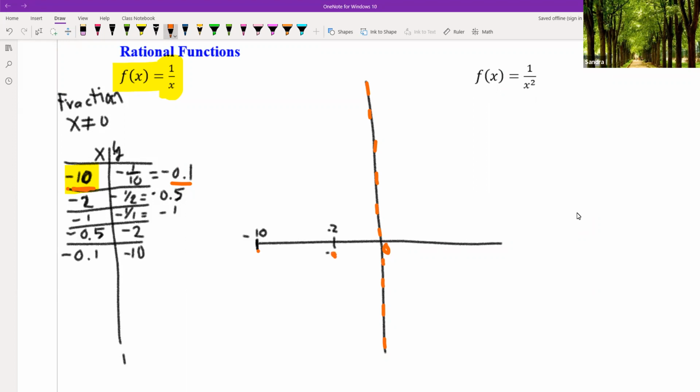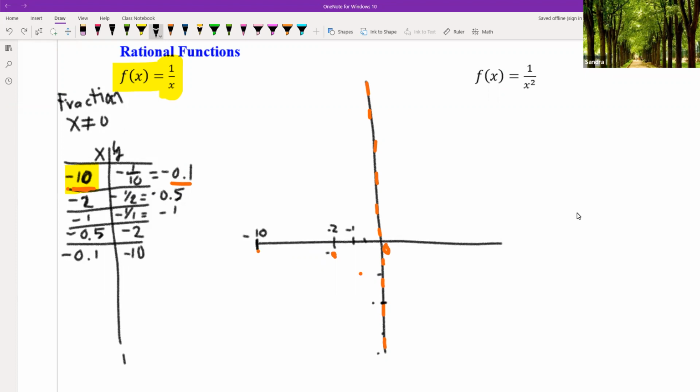Negative 1 and a negative 1. So let's go ahead and go with here. Negative 0.5, so halfway, and a negative 2. And then something smaller, negative 0.1 and a negative 10. Something over here, yeah? But you kind of see where this is going. Let me go ahead and delete that.